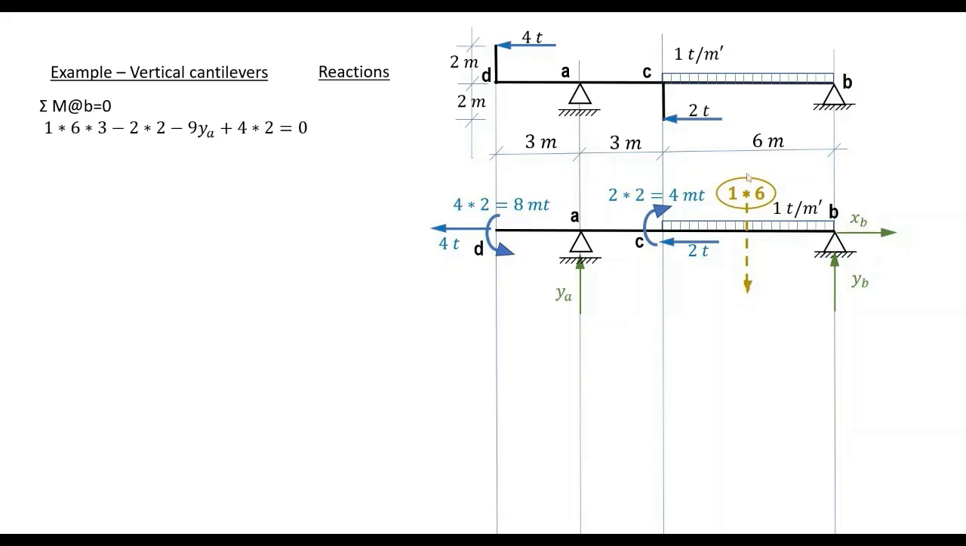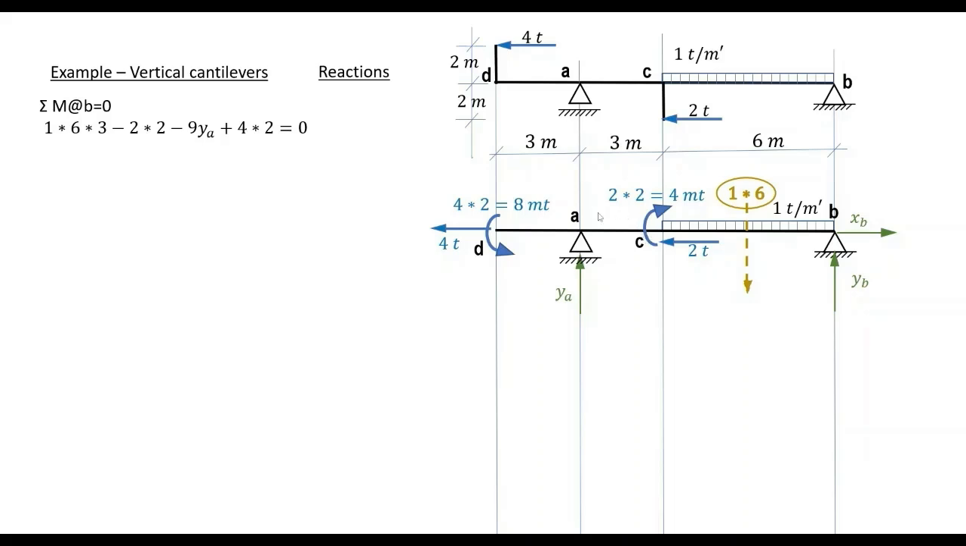So the first load is 1 by 6, and the first moment due to this load is 1 by 6 by this distance, the arm forming the moments. So we have 1 by 6 by 3. Any moments rotating in the counterclockwise, therefore, will be positive. Any moments rotating in the opposite sense will be negative.